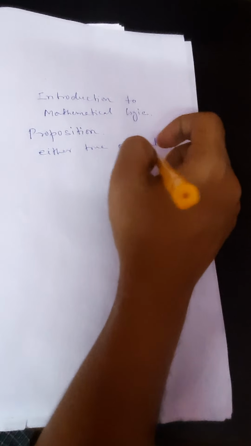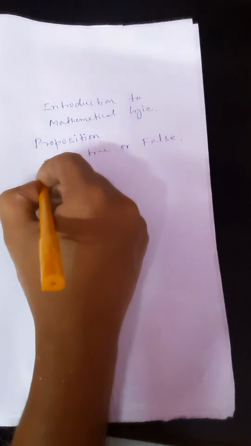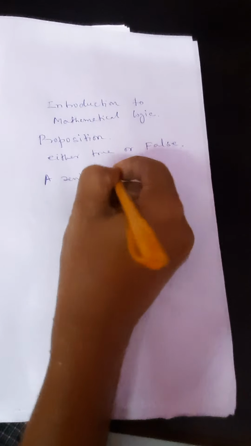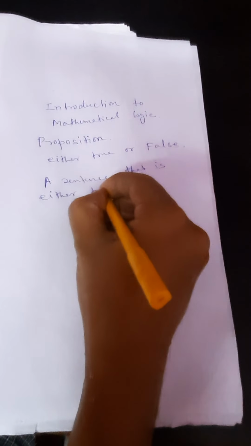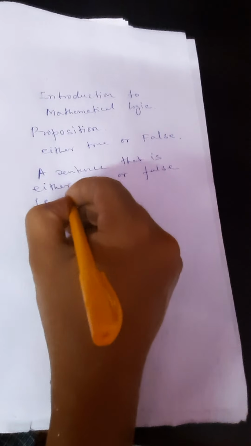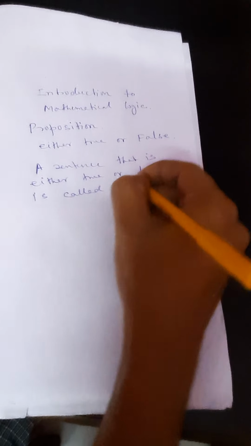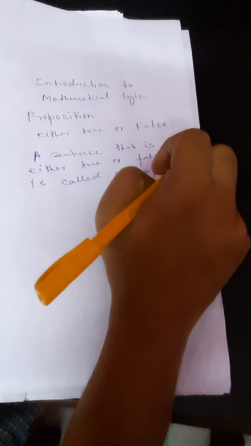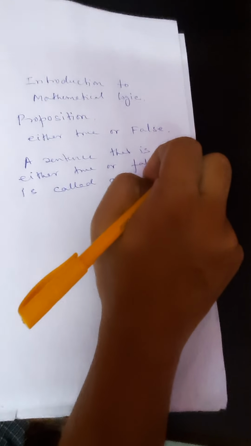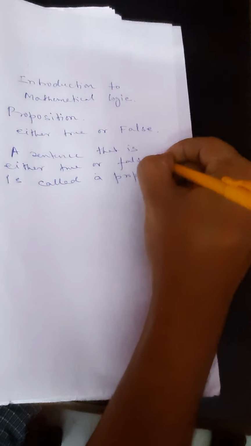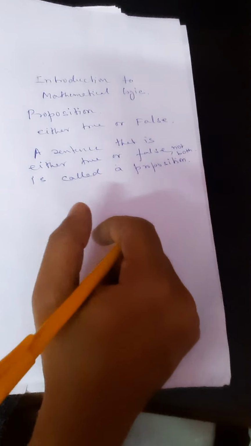Now we are going for a particular definition. So the definition is: a sentence that is either true or false is called a proposition. Remember that it cannot be both, that is, both true and false. It is either true or false. You can mention here: not both. Okay, it's called a proposition.